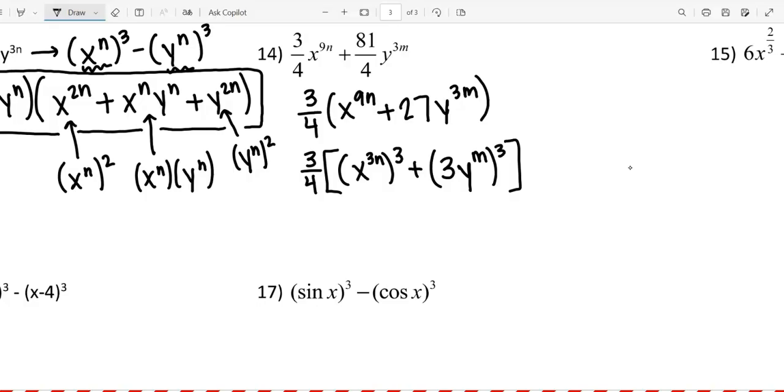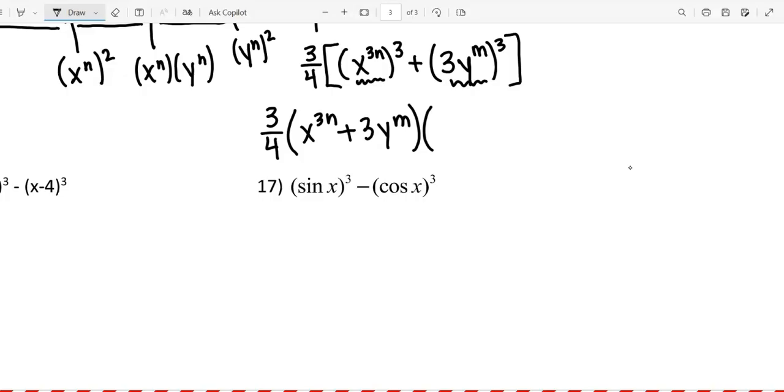Now here, you're just going to have 3/4 times your binomial times your trinomial. So at this step, if you want to drop the brackets, you can. The brackets were really just there for me to see what I'm cubing. So 3/4 times my first term that's being cubed is x to the 3n. Same sign, plus my next term that's being cubed was 3y to the m, and then that's my binomial.